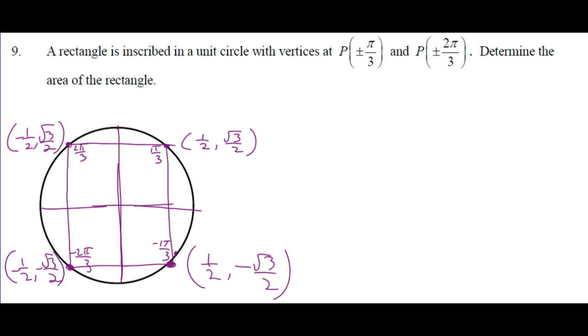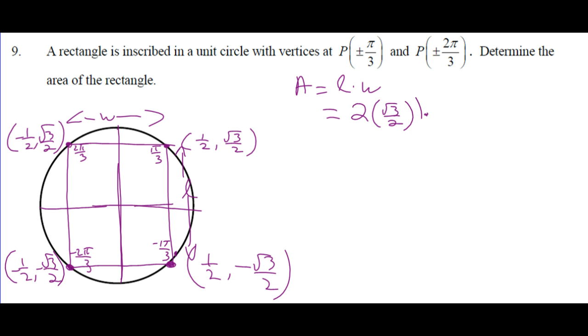So determine the area. So area is length times width, right? So this is length, and this is width. So what's the length? How far is it from here to here? It's like 2 of these guys, right? So the length is 2 times root 3 over 2. And what's the width? 2 times 1/2.